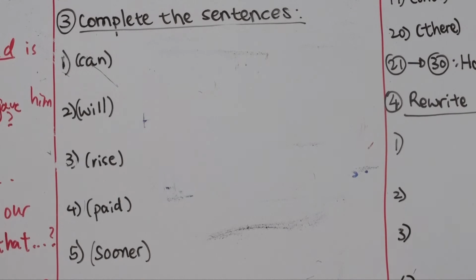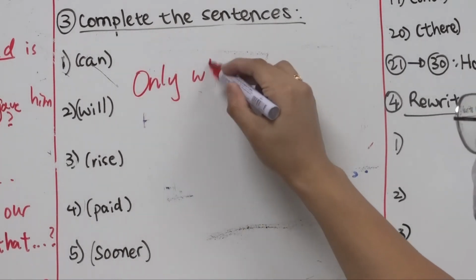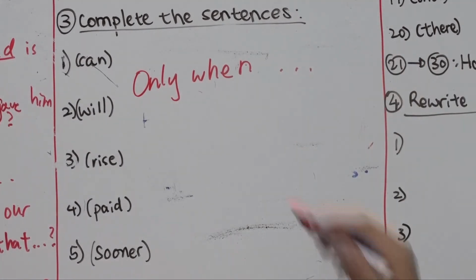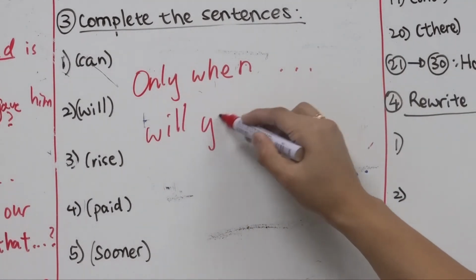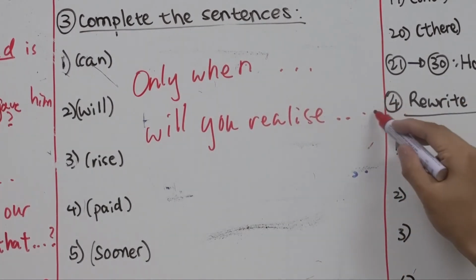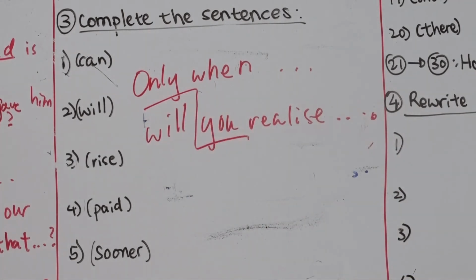Only when you see him will you realize how much he has suffered, right? So where is the inversion? Only when is just an opening. So only when you see him will you realize how much he has suffered, full stop. So the inversion here is will you. Only when you see him, that's when you will realize.